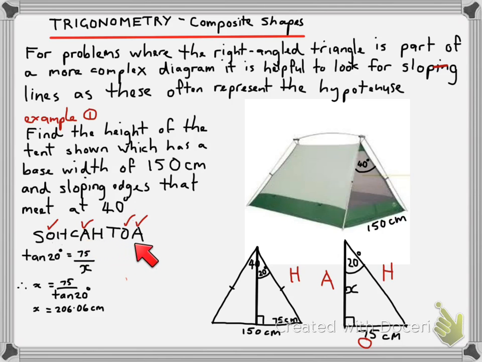I'm going to use the tan ratio because tan includes opposite and adjacent. So I've written tan 20 equals 75 over X. Because X is on the bottom, I'm going to divide. So X is 75 divided by tan 20, which gives me 206.06 centimeters.